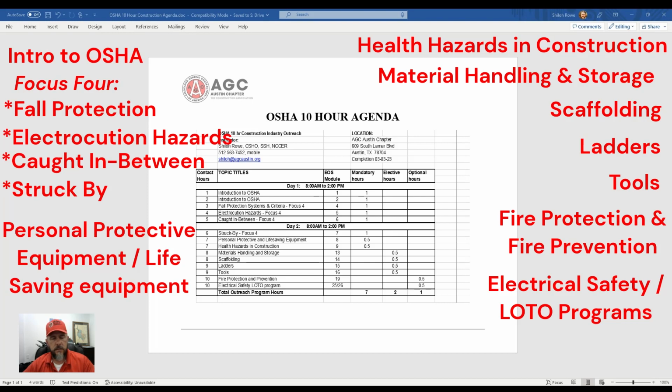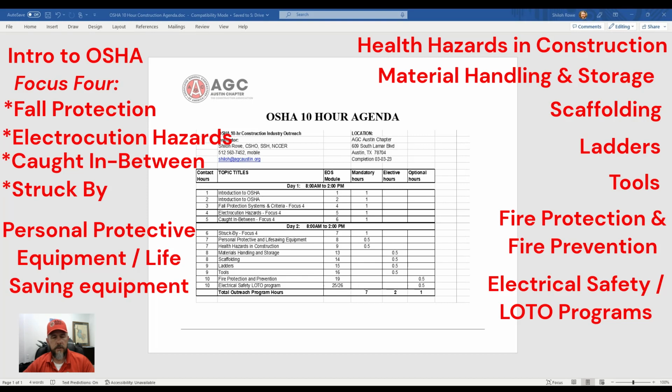This is set up so it takes 2 days to cover it. It's got mandatory breaks built into it, and our lunch times are covered, and it's not too much to be taken all at once, drinking from the fire hose, so to speak. But this is what you should be looking at when you're doing your OSHA 10. This is what our goals are in your OSHA 10.